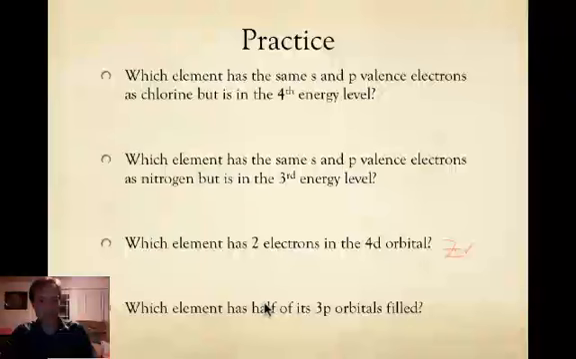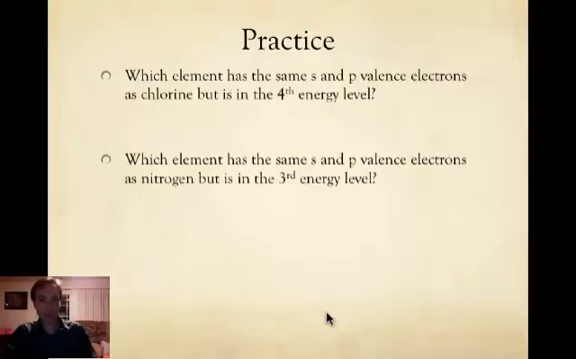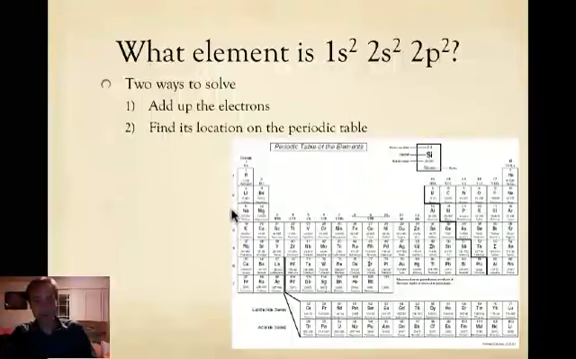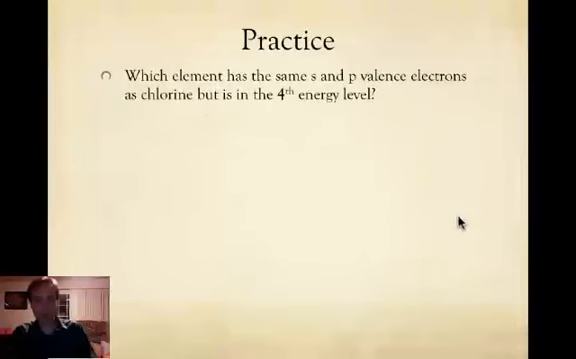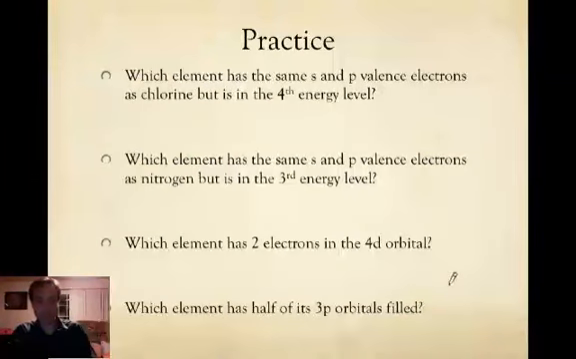Last question says, which element has half of its 3p orbitals filled? The tricky thing here is you got to think, okay, 3p orbitals. So in other words, p has 3 orbitals, okay? And if they're half filled, that means there's 1 electron in each, because each one can normally hold 2 electrons, right? So what this is saying is you're in the 3rd energy level with 3 electrons in the p, okay? So if we go back, 3rd energy level, cut across to the p block, and we have 1, 2, 3 electrons filled, so we're dealing with phosphorus.